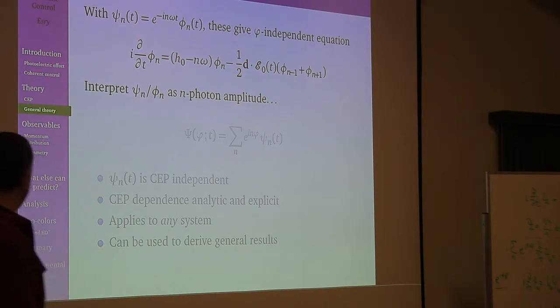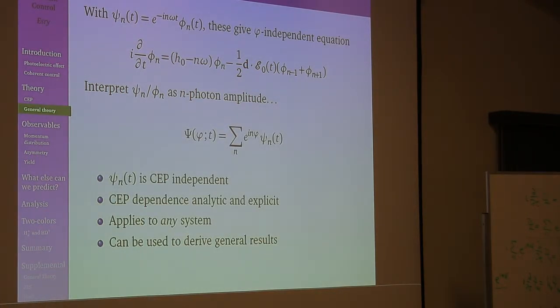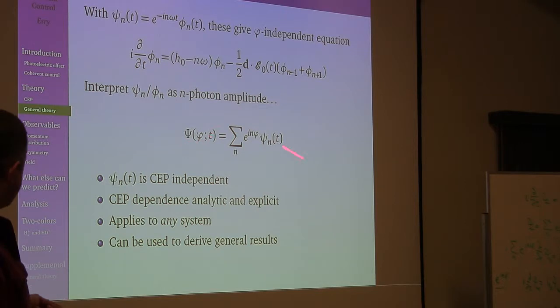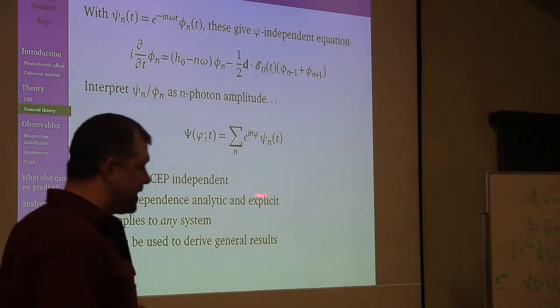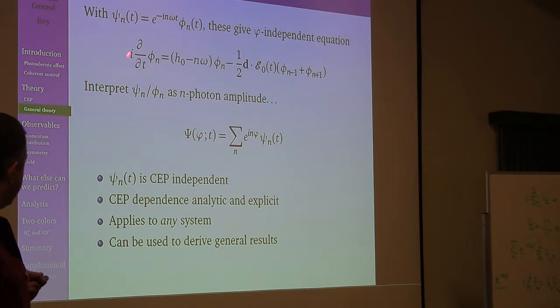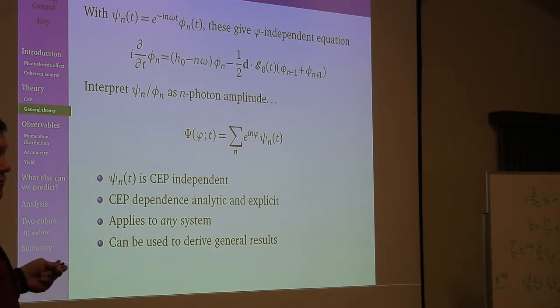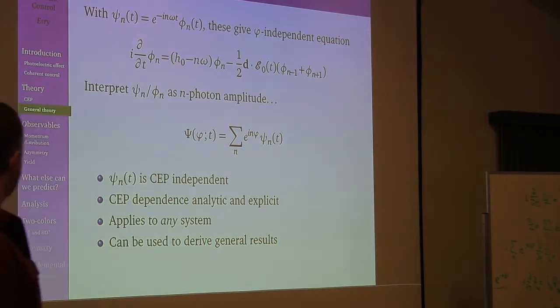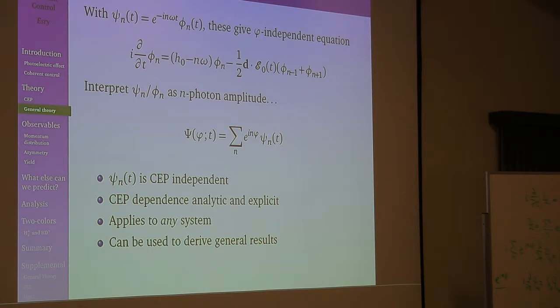Okay. And so this is just bullet points basically repeating what I've said, is that this is an exact statement. These amplitudes don't themselves depend on the CE phase, which means the CE phase dependence is analytic and explicit. Okay? Moreover, this applies to any system. I didn't tell you what H naught was up here. I didn't tell you what the dipole was. So this is any system. And by the way, I wrote it in length gauge for those of you who know what that means, but it applies equally well to velocity gauge. Okay? So as long as you're working in the dipole approximation, this is fine.